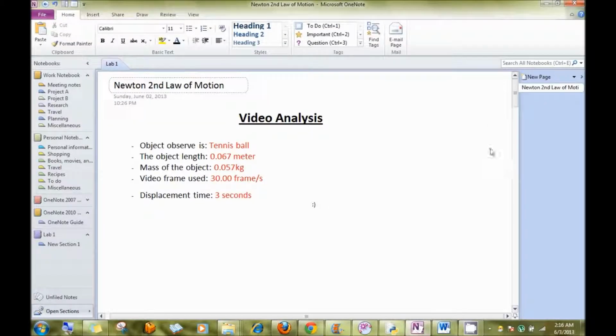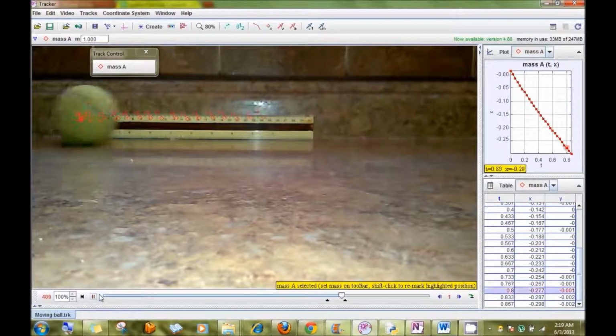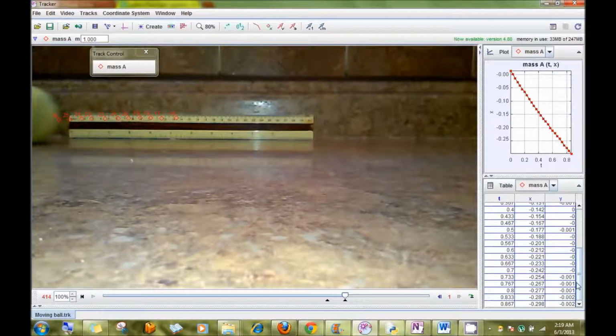In this video, we will predict the motions of a moving tennis ball of 0.06 meter diameter and 0.05 kilogram of mass. For setting, the object is placed on the positive x direction of our Cartesian plane, moving from right to left, in the negative x direction. Displacement time is 3 seconds.